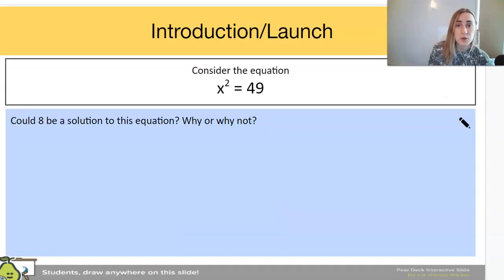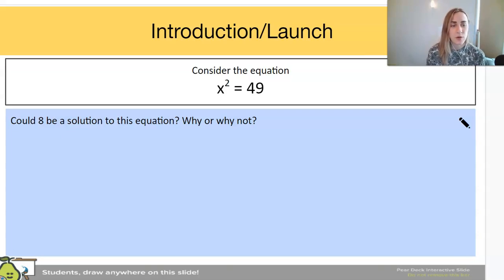So we have a two-part launch today, and the first part of our launch is to consider the equation x squared equals 49. And your question to answer here is, could 8 be a solution to this equation? Why or why not? Pause and think about that one.